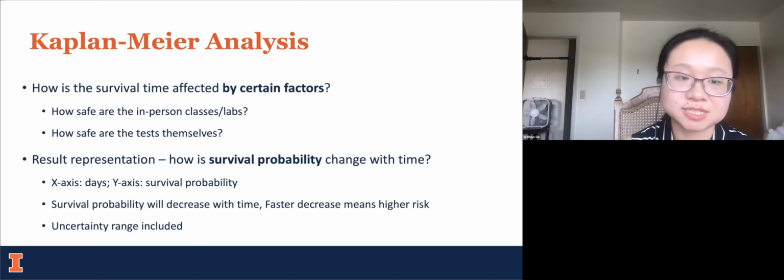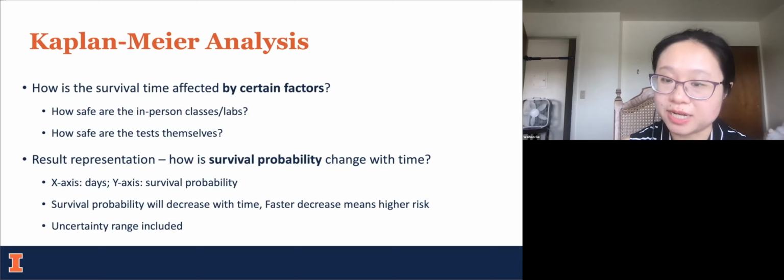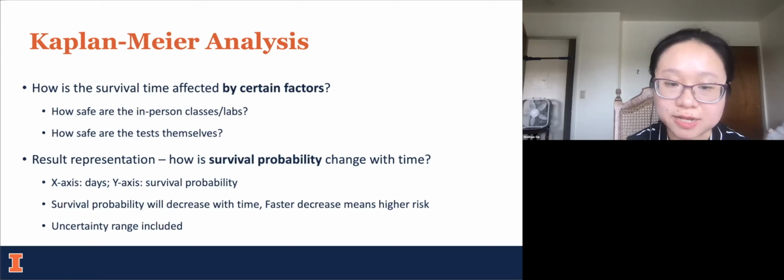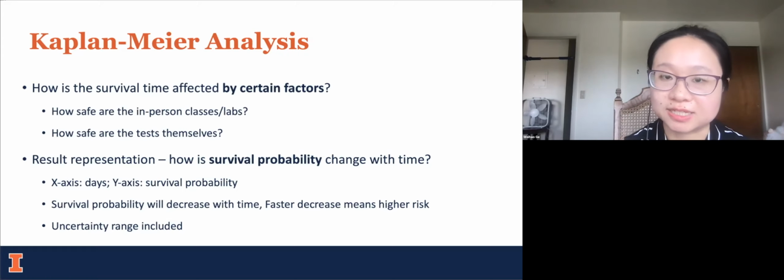So we will present the results in a figure of the survival probability changing with time, where the x-axis is days and the y-axis is the survival probabilities. The survival probability will decrease with time because it's the evolvement of a Poisson process. The faster decrease means that activity has higher risk. And we also include the uncertainty range to show whether the differences in the risks are discernible.